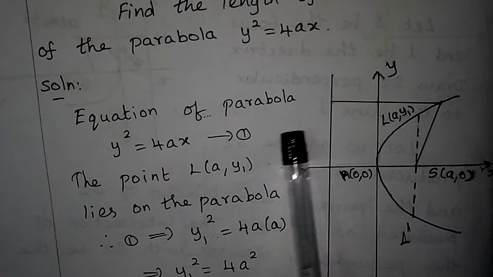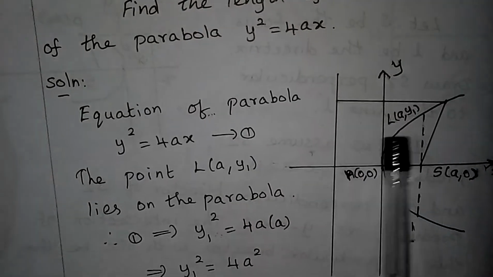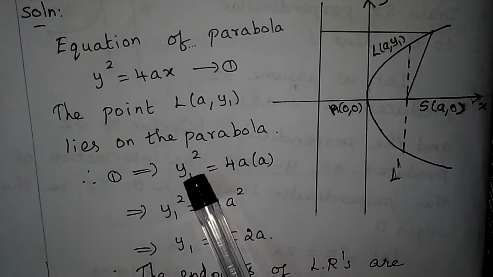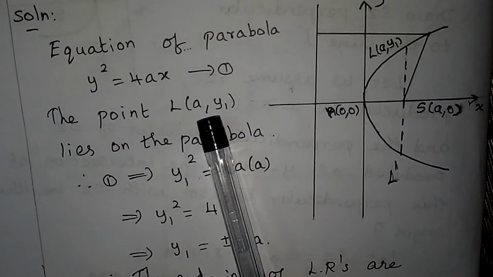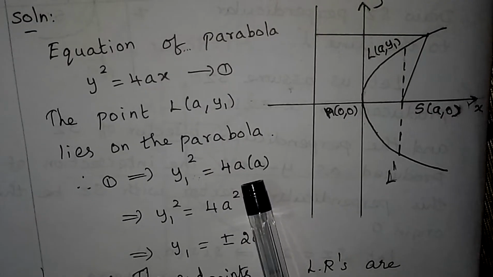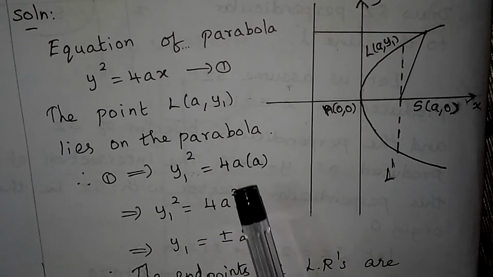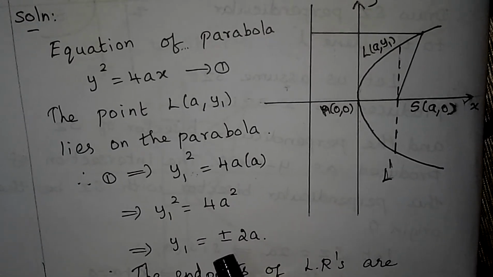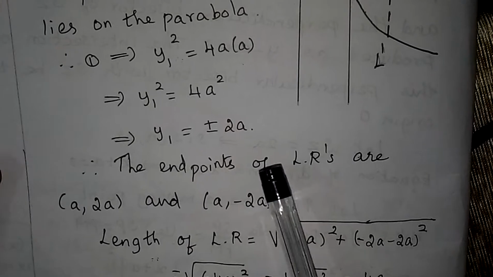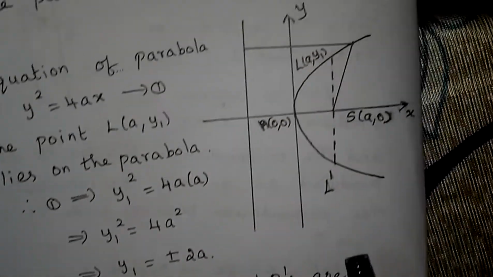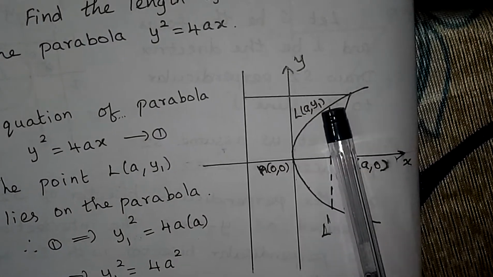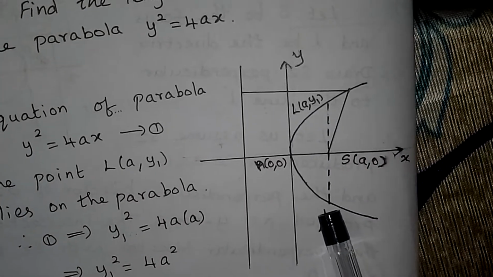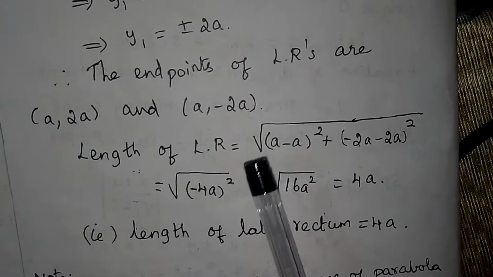Now the equation of the parabola. The point (a, y1) lies on this parabola, isn't it? So you can replace x by a and y by y1, and you'll get y1 square equal to 4a square. So y1 is the square root of this, that is plus or minus 2a. Now we can write the end points of the latus rectum. The x value is a, and the y value is 2a, so a comma 2a is one point. The other point will be a comma minus 2a.